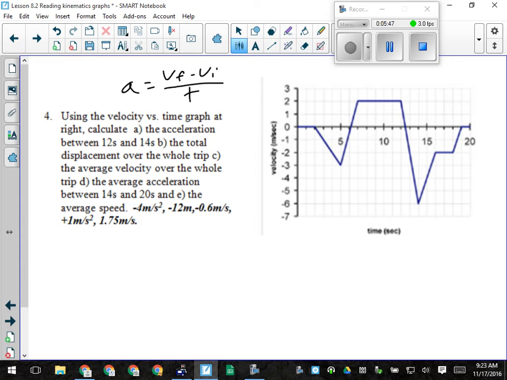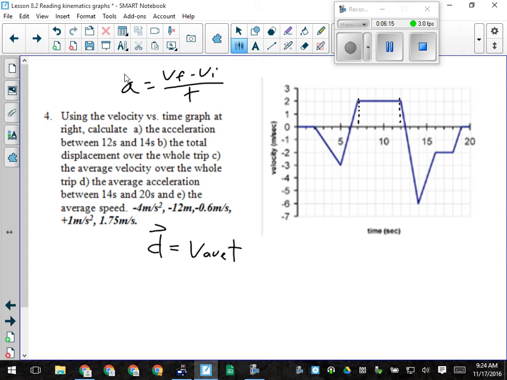To calculate displacement, I need average velocity times time. That's easy for a section of the graph that looks like this part does, because it's not changing its velocity, and the average velocity is the same the entire trip, 2 meters per second for that part. But in other parts of the graph, the velocity is changing. There's still an average velocity during those parts.